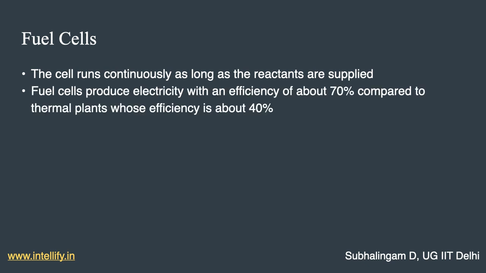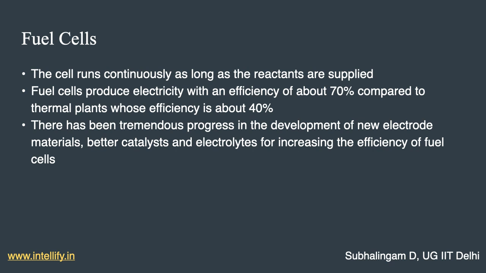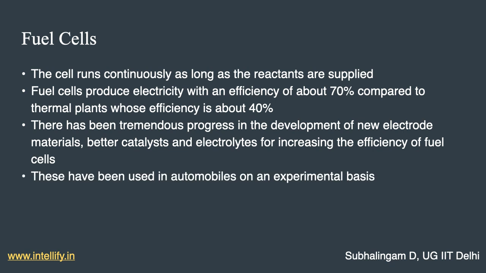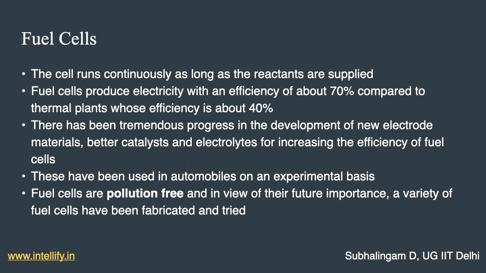Fuel cells produce electricity with an efficiency of 70% compared to thermal plants whose efficiency is just 40%. There has been tremendous progress in the development of new electrode materials, better catalysts, and electrolytes for increasing the efficiency of fuel cells. These have been used in automobiles on an experimental basis. Fuel cells are pollution free, and in view of the future importance, a variety of fuel cells have been fabricated and tried. So with this we have completed batteries and now we also completed fuel cells.